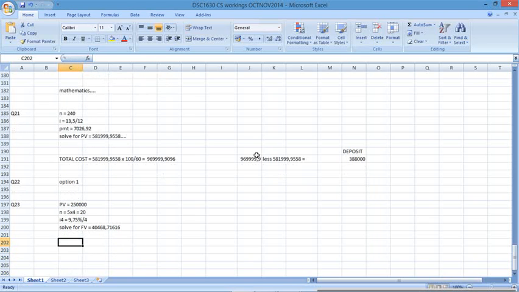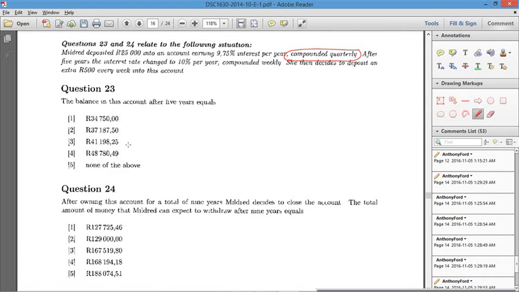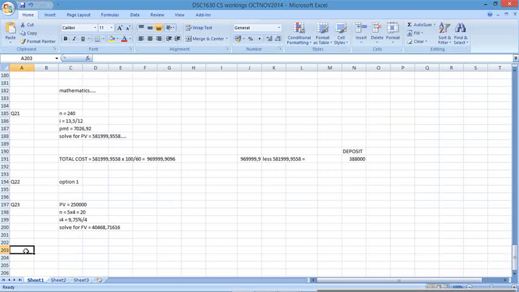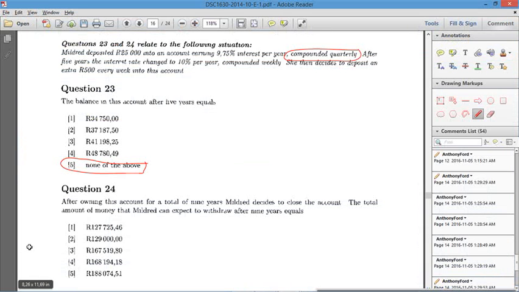Alright, so that's question 23's answer. Question 23's answer was option number, this would be none of the above. Okay, the answer isn't there. Alright, question 24. I'm then going to be looking at what? A change in interest rate.